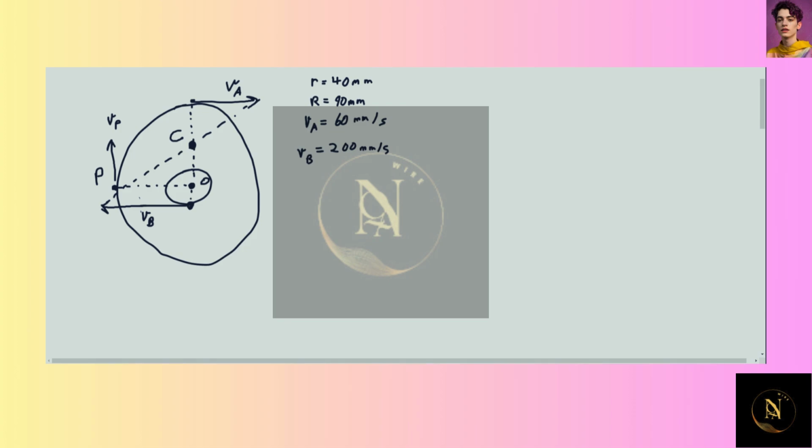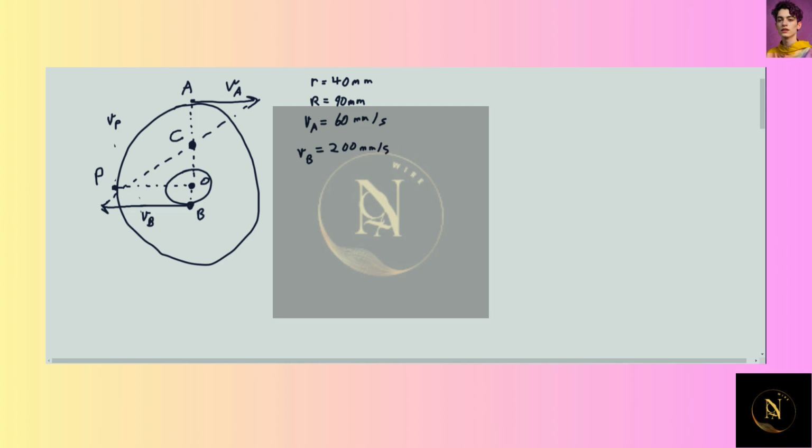Here we have a wheel with a small inner radius and a larger outer radius, not drawn to scale here, of course. The inner radius is 40 millimeters, the outer radius is 90 millimeters. And there are two boards sliding, one at point B on the bottom of the smaller cylinder, moving to the left at 200 millimeters per second, and one at the top, moving to the right at point A at 60 millimeters per second, so a little bit smaller. And we want to find the velocities of point P and of point O.